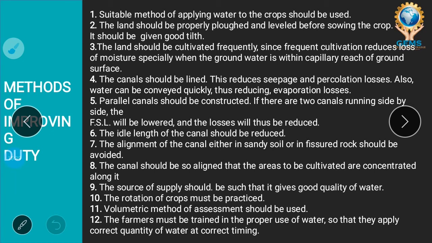The alignment of the canal in sandy soil or fixed rock should be avoided, because the slope which we give to the canal should be avoided there. The canal should be aligned so that the area to be cultivated lies along it.